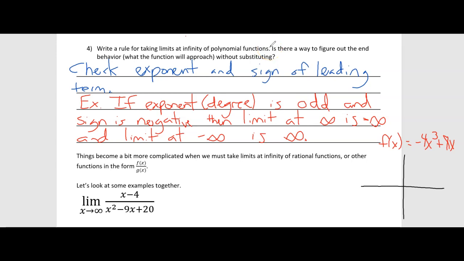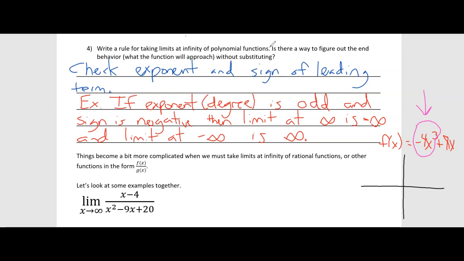So for example, down here, I just came up with another example. This is the only term we need to look at. We need to look at the exponent, and we need to look at the sign. Those two things will tell us what the end behavior is, which will tell us what the limits at both positive and negative infinity are. So for this example, if the exponent degree is odd and the sign is negative, then the limit at infinity will be equal to negative infinity.